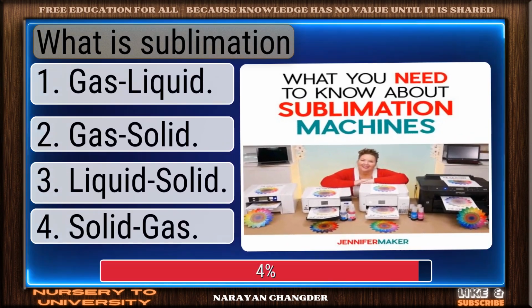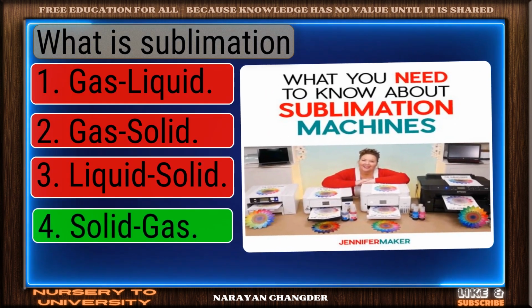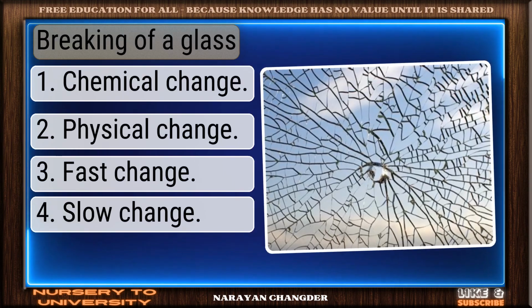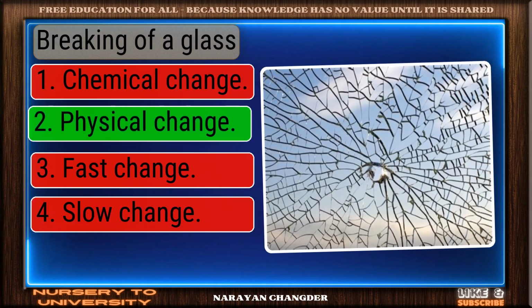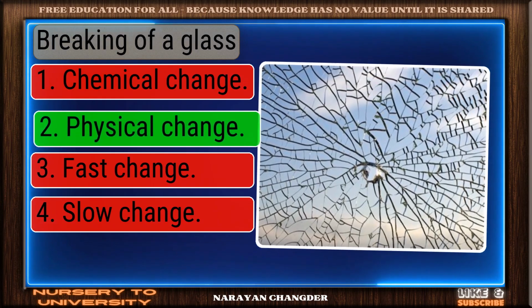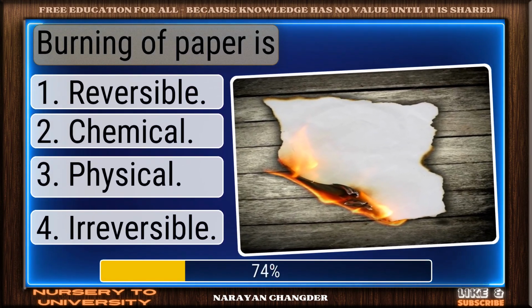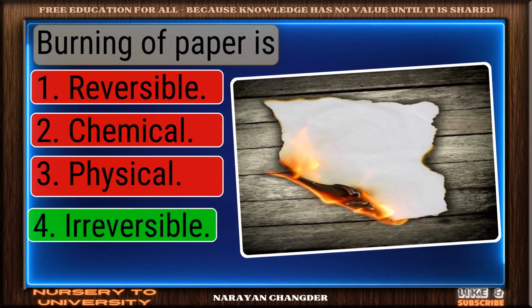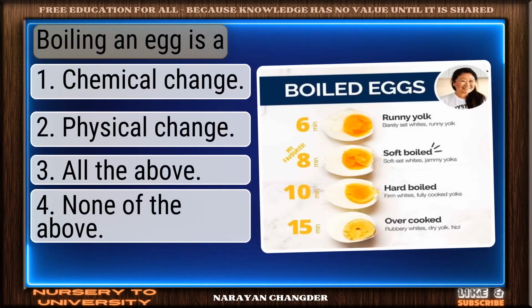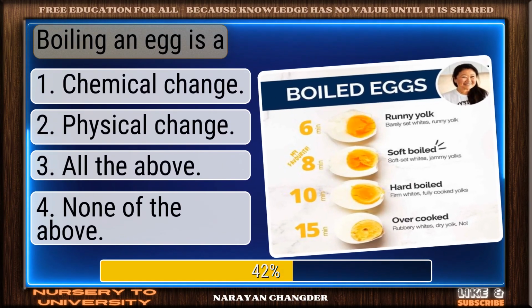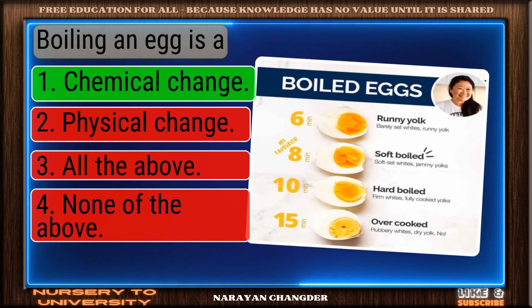What is sublimation? On track. Solid gas is the correct answer. Breaking of a glass. Sharp thinking. Physical change is the right choice. Burning of paper is. Correct response. Irreversible is the most accurate answer. Boiling an egg is a. Great thinking. Chemical change is the right choice.